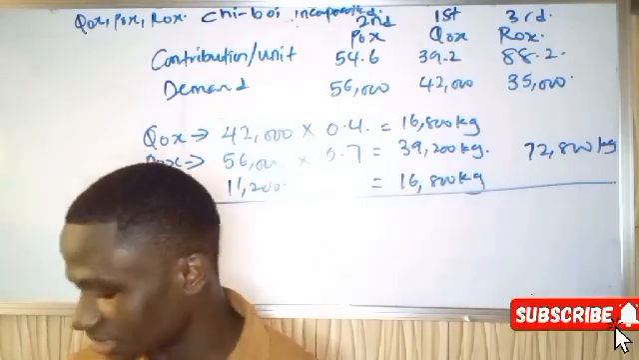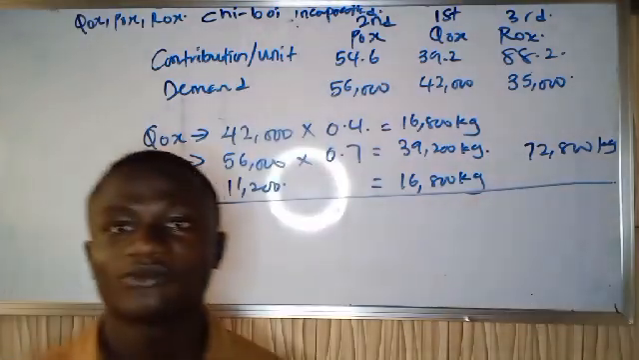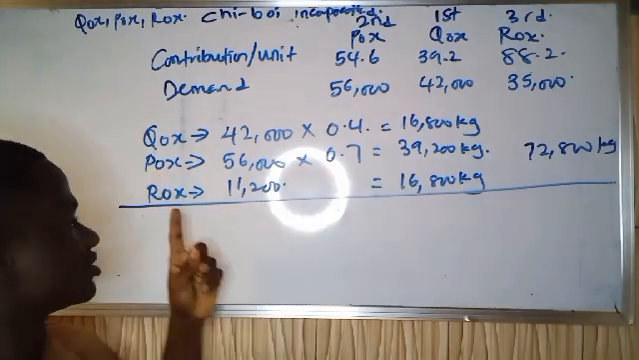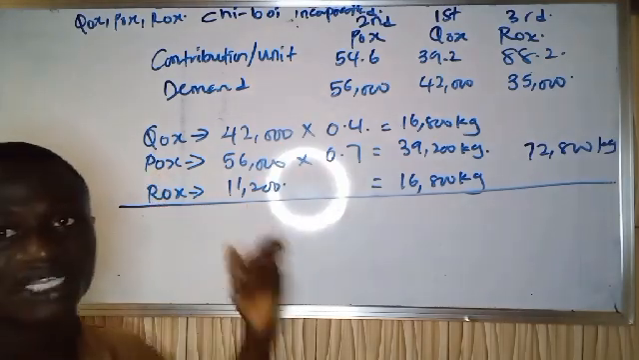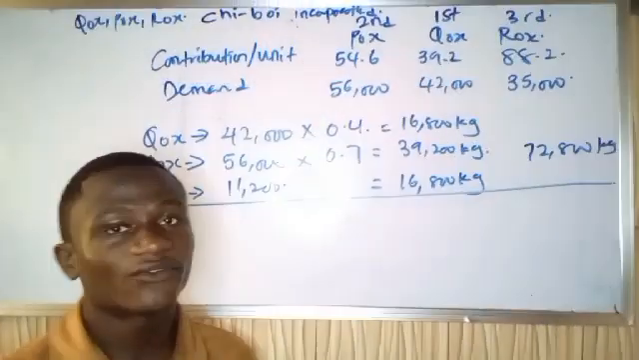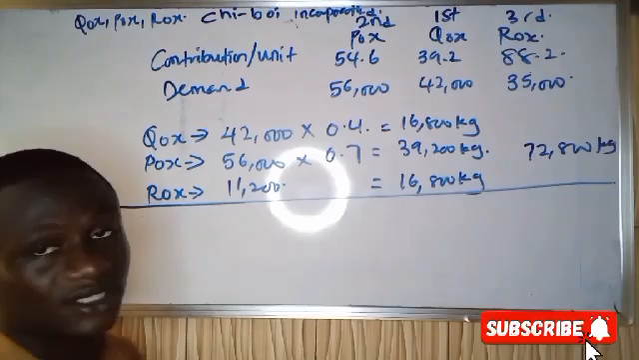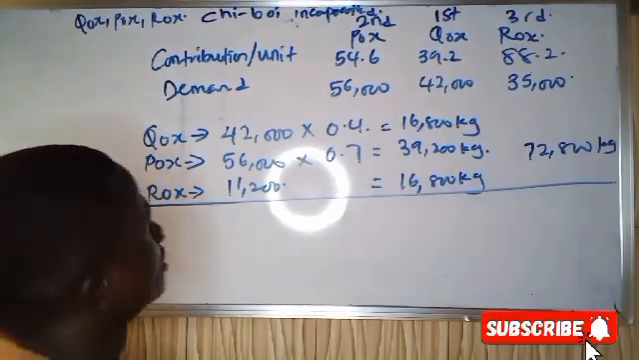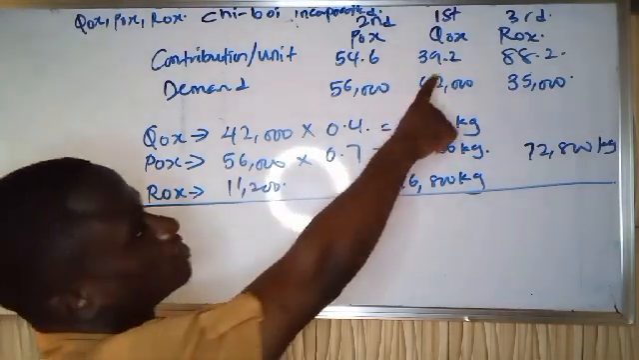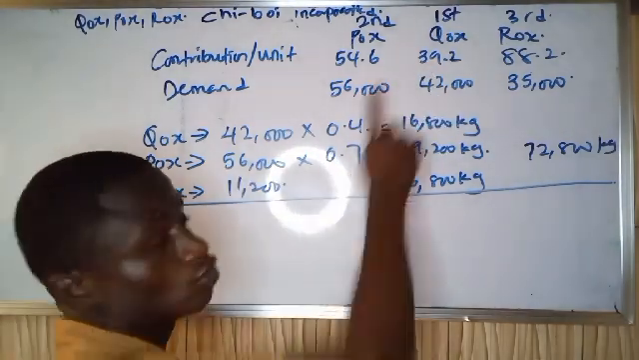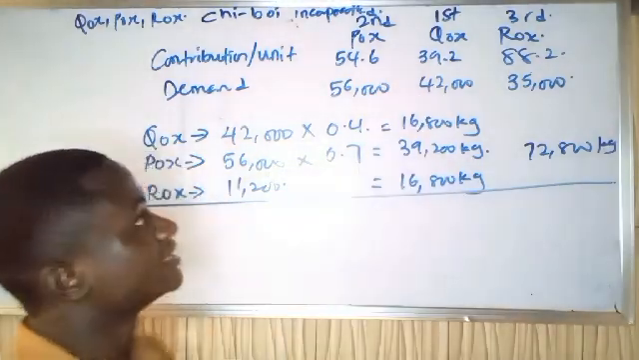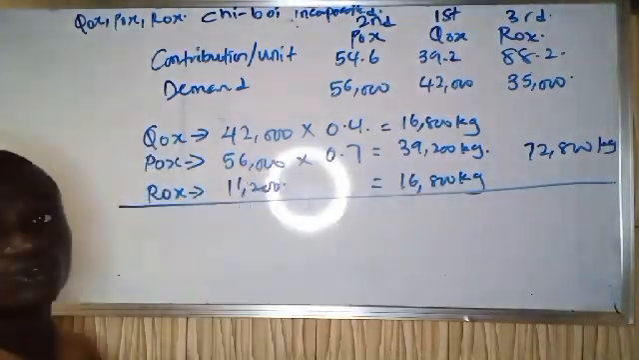So now, since I've gotten the amount I can produce for each of my three products: for quarks I can produce 42,000, for the next 56,000, and for rocks I can produce 11,200. How am I going to get my profits? For us to get the profits, because that's what we are told to calculate, what are we going to do? For quarks, the contribution per unit is 39.2. So if I'm getting 39.2 contribution on 1 unit, how much am I going to be getting on 42,000 units?